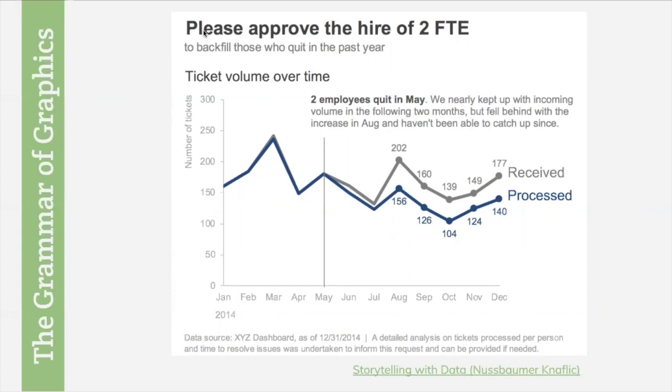And what this designer wants the management to take away is what you see at the top: Please approve the hire of 2 full-time employees, subtitled to backfill those who quit in the past year. And you can see ticket volume over time is what's being plotted, with number of tickets on the Y-axis and time on the X-axis, right? So this is the same exact information, but a different geometry was used here, and it's much more effective in its communication.